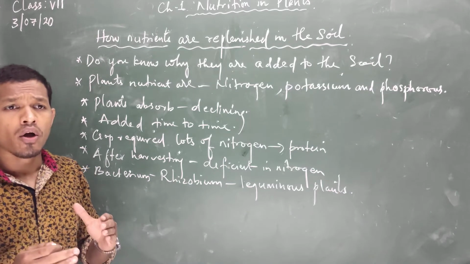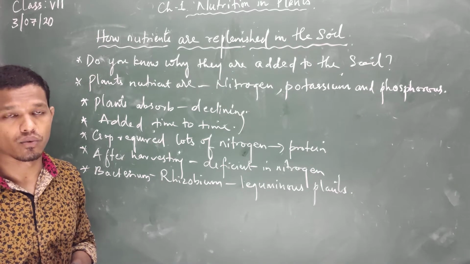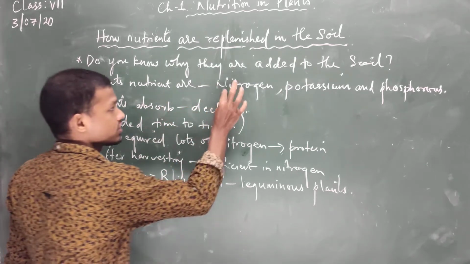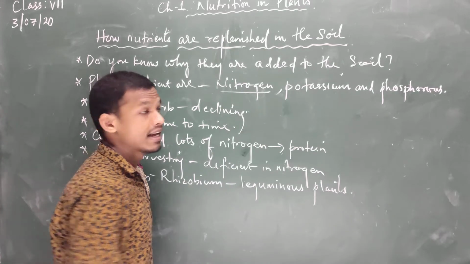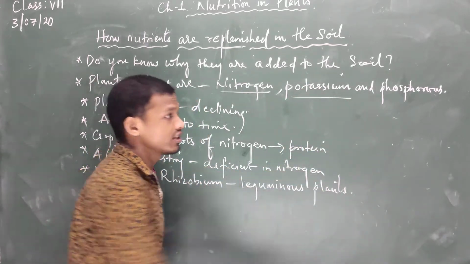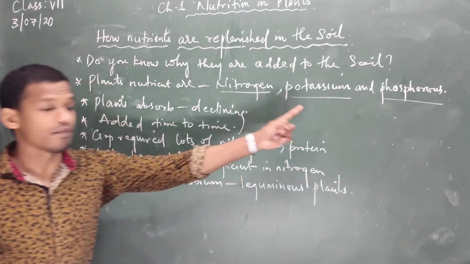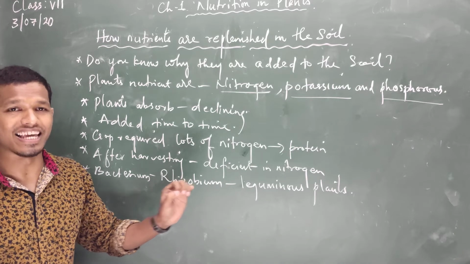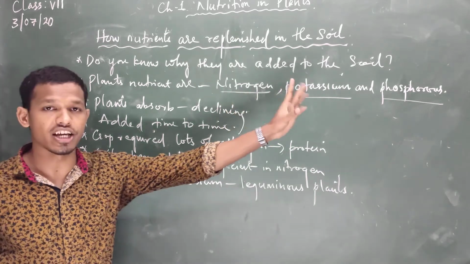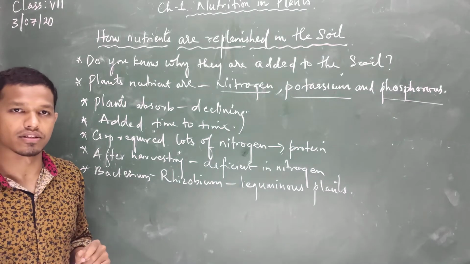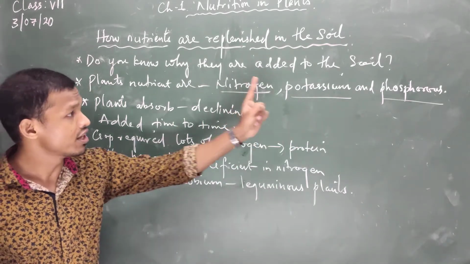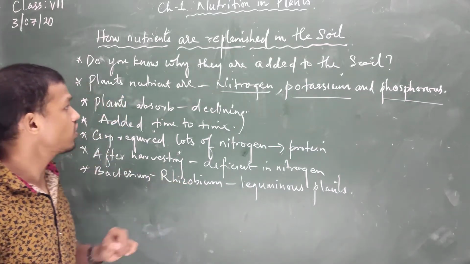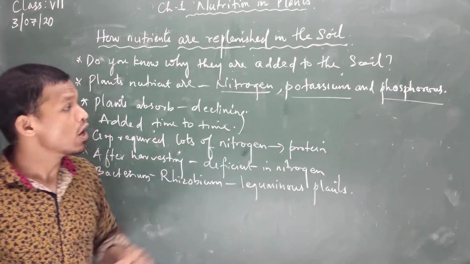Also, do you know what the plant nutrients are? First of all, one of the nutrients of plants is nitrogen. Another one is potassium. Another one is phosphorus. These three nutrients are compulsory and must be present in plants in order to grow healthier. These three essential nutrients required by the plant are necessary. So: nitrogen, potassium and phosphorus.